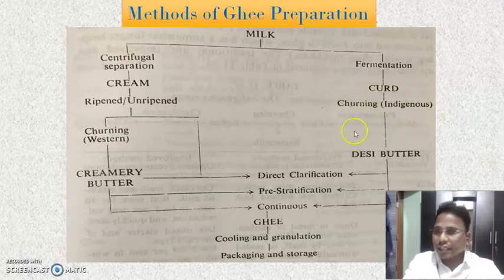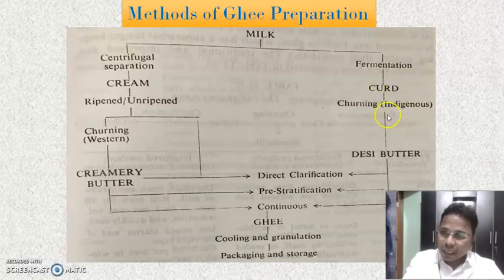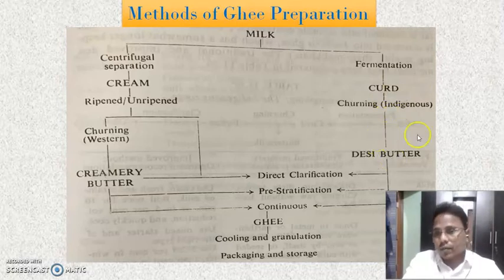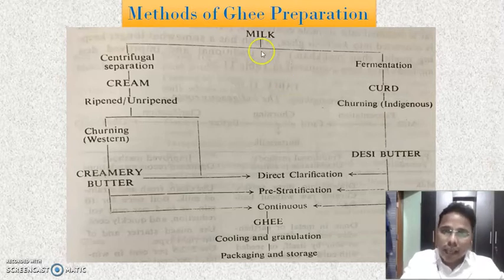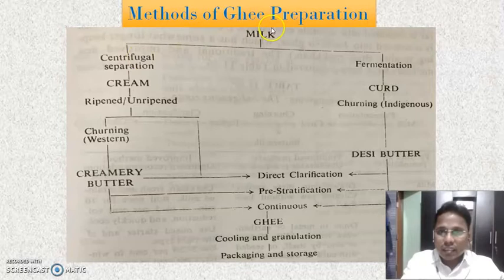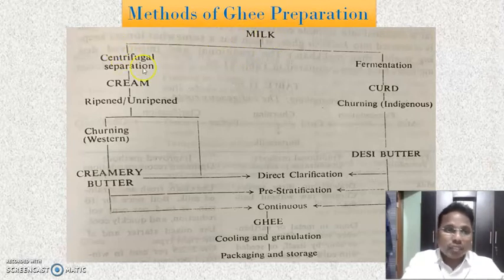This is the indigenous method of churning. We have already seen this step in makhan preparation. When the curd is churned, it converts to Desi butter. In our previous lecture we already saw the process in detail. On the other side, the milk is taken, and the cream is separated from the milk by using a centrifugal machine.